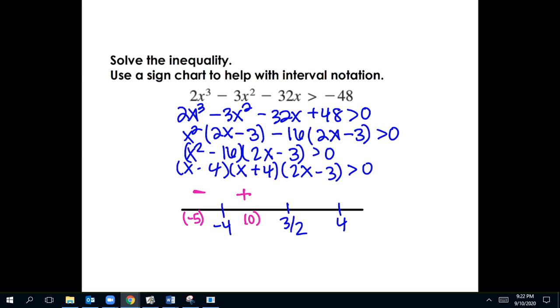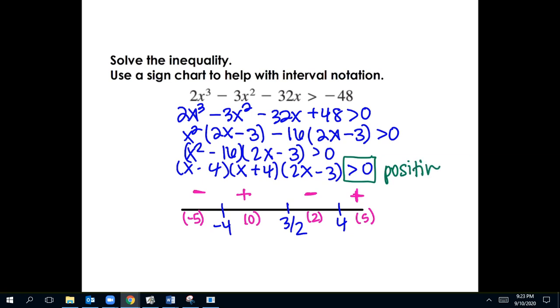And then 3/2 is 1.5, so I'll plug in 2. That's between 1.5 and 4. And so 2 minus 4 is negative, 2 plus 4 is positive, and then 2 times 2 minus 3 is positive. So we only have 1 negative and 2 positive. That's a minus. And the number above 4, I'll just go with 5. 5 minus 4 is positive, 5 plus 4 is positive, 10 minus 3 is positive. So all positive there. All right, and then this particular problem is greater than 0. So that's all the positives.